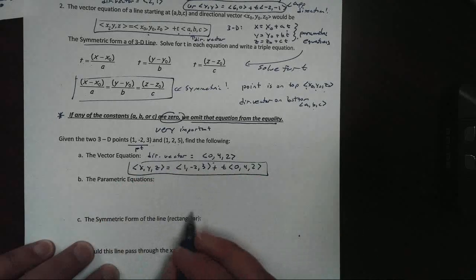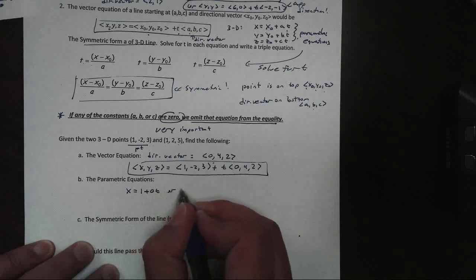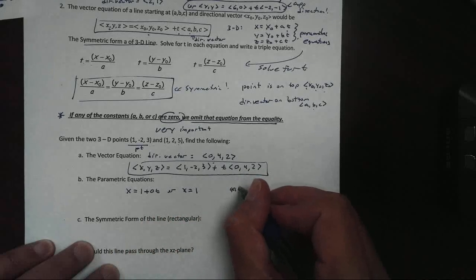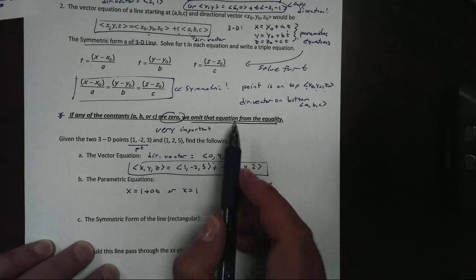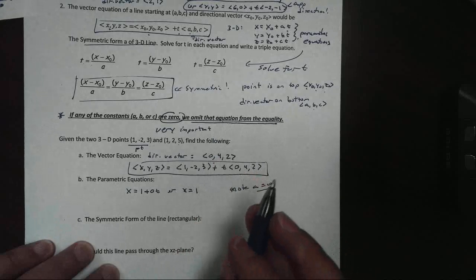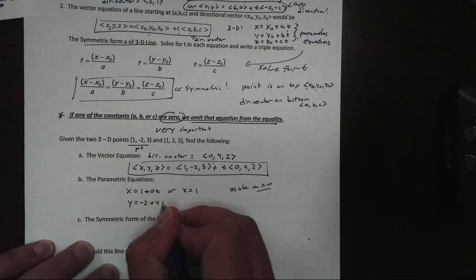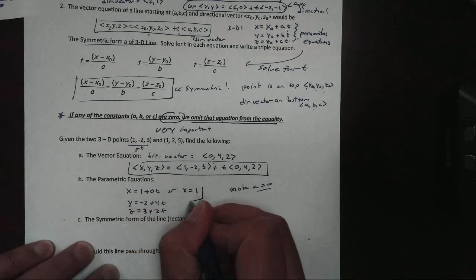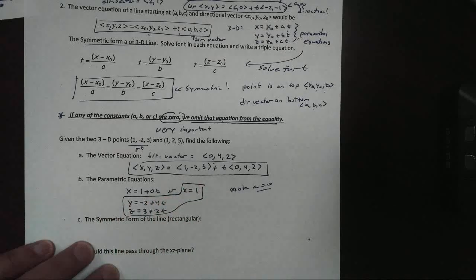To write this as a parametric equation, x would equal 1 plus 0t, or just x equals 1. Note, a here is 0. That's going to be part of a problem right up there, which we'll get to in just a second. Our y would be negative 2 plus 4t, and z would be 3 plus 2t. And there's your set of parametric equations.